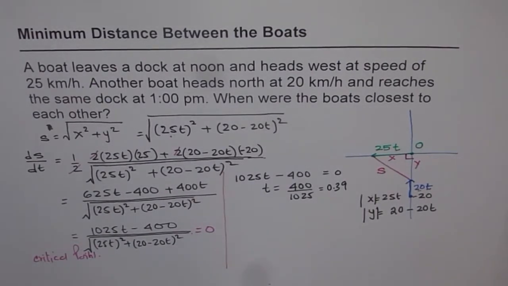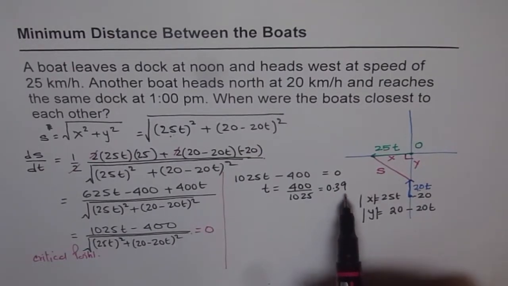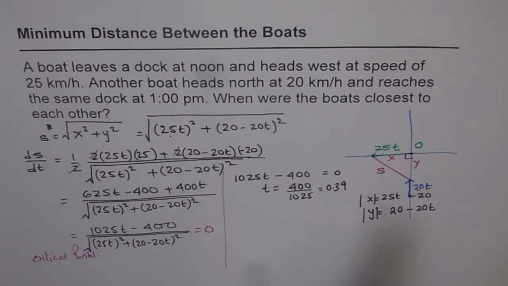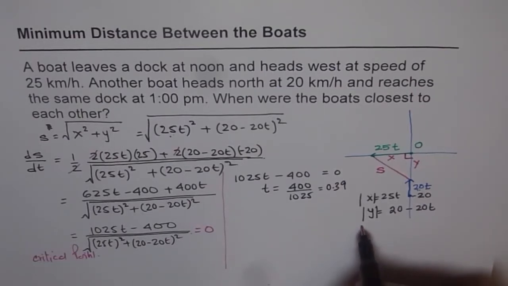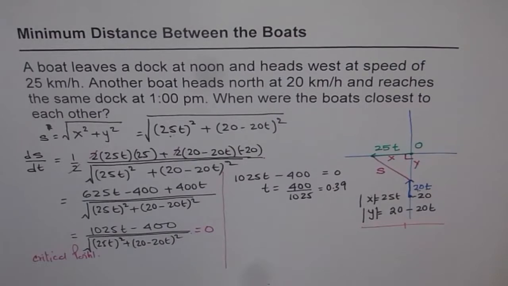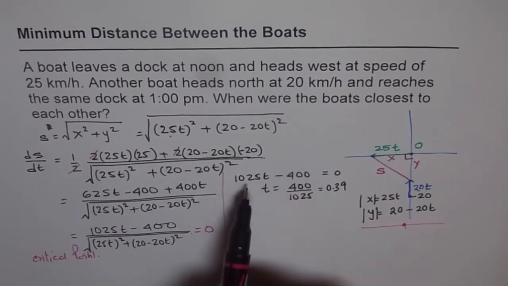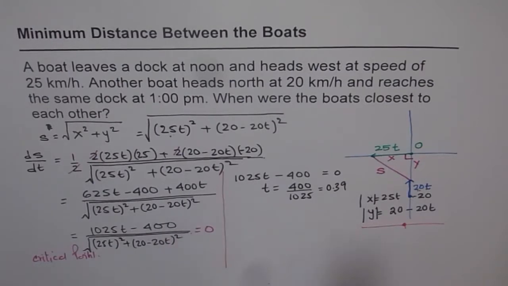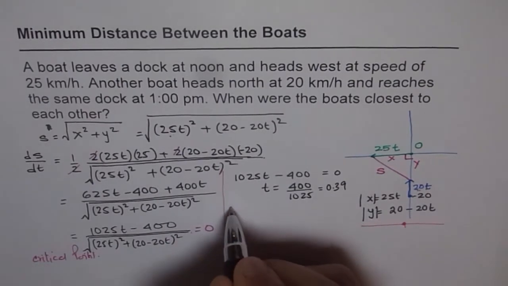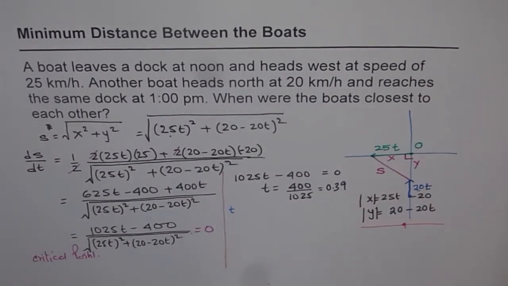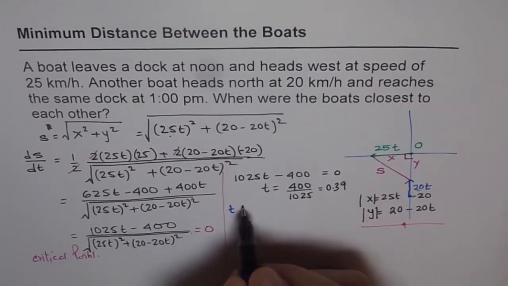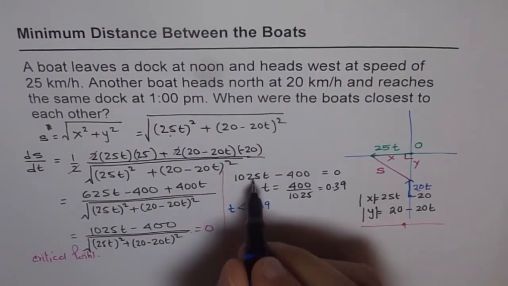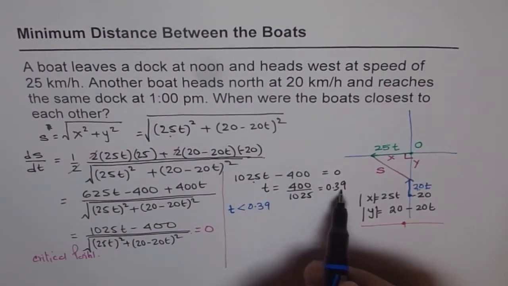Now we need to analyze this critical point to figure out whether this really represents a minimum or not. It could represent a minimum, it could represent a maximum also, or neither of the two. So how do you figure out whether this is a minimum or maximum? Well, one way is to check the rate of change on either side of this critical point. So we have this critical point right here, which is 0.39, right? Now if I substitute a value less than 0.39 in this equation, that means if I use t as less than 0.39, then you can see this number will be less than 400, right? Because for 0.39 it is 0.